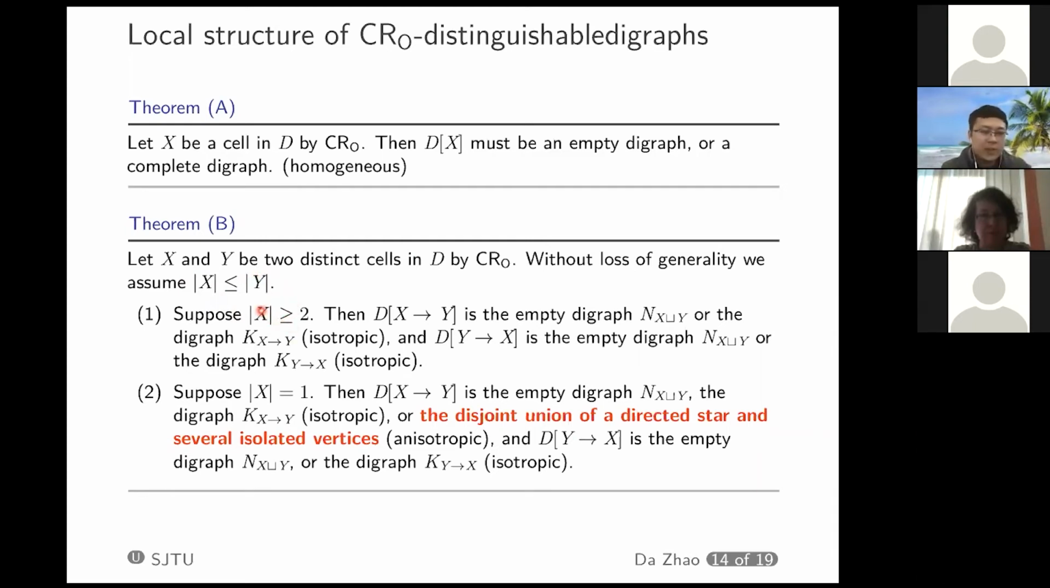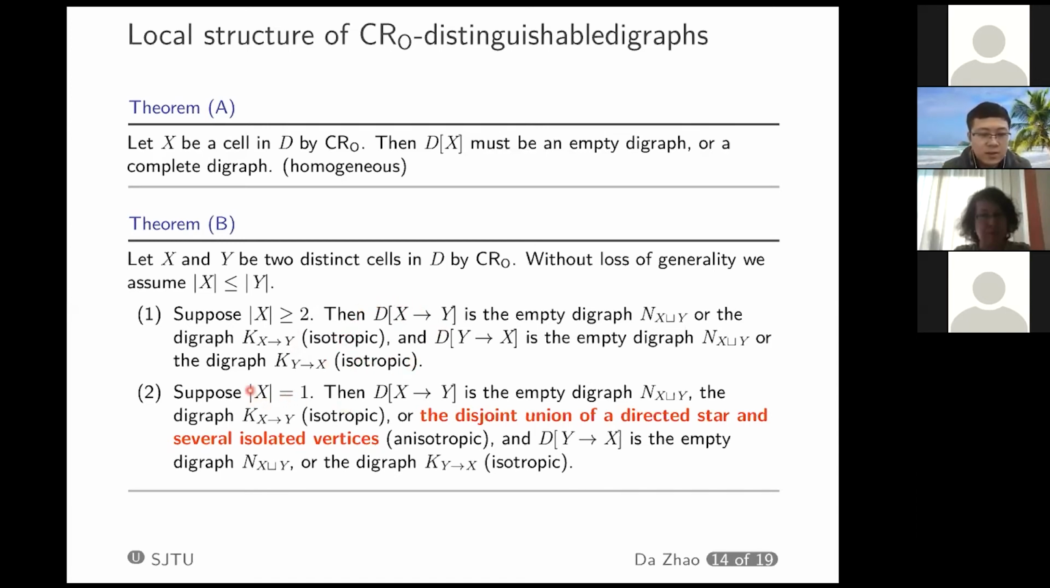If the size of X is at least 2, then the arcs from X to Y are composed of an empty digraph or the one-sided complete digraph. That is, you have all the arcs from X to Y, but not the arcs from Y to X. And if you look at the backward direction, the arcs from Y to X must always be an empty digraph or a complete digraph. So here you have a kind of combination: empty-empty, empty-complete, complete-empty, and complete-complete. And these are all isotropic.